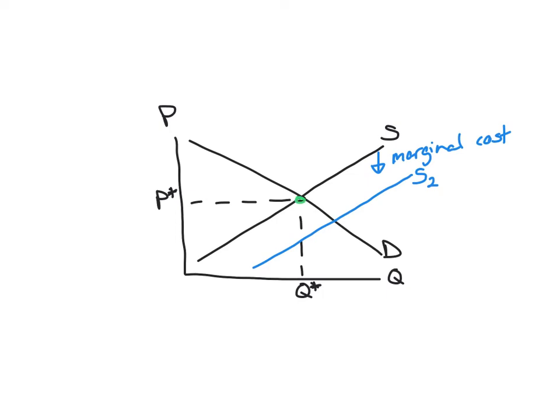The quantity demanded didn't move. It's still here, but now the quantity supplied is greater because of the new innovation. So we end up with an excess supply or a surplus of sweatshirts. All right, well, whenever we have a surplus, it tends to drive down the price of the product.